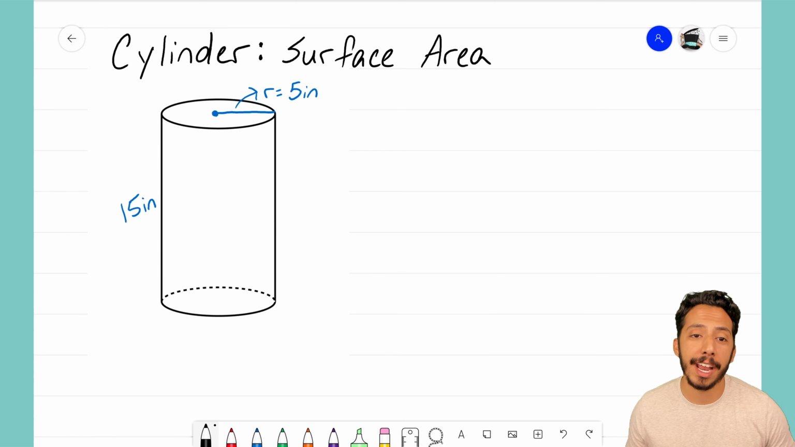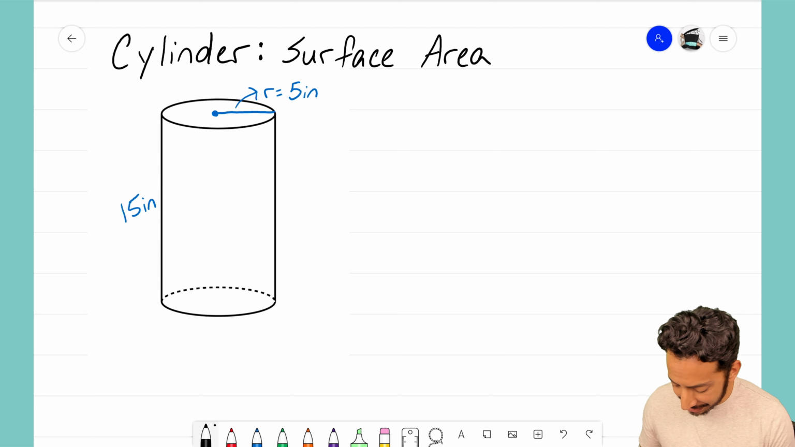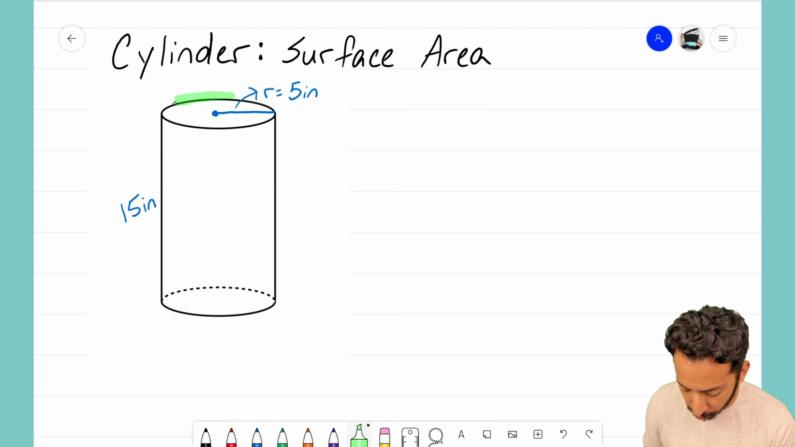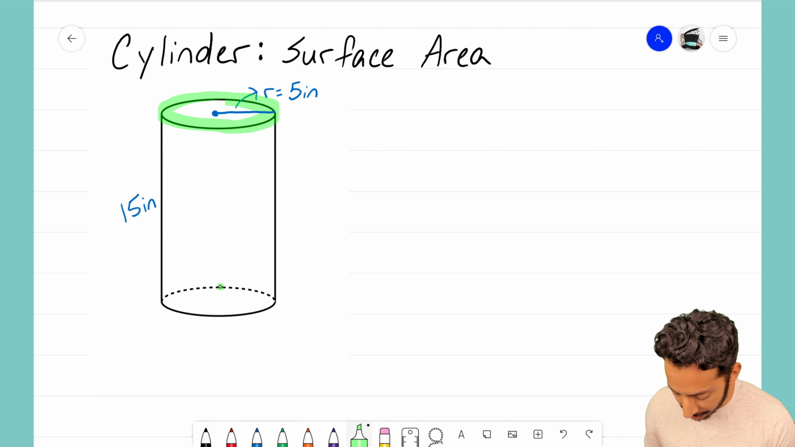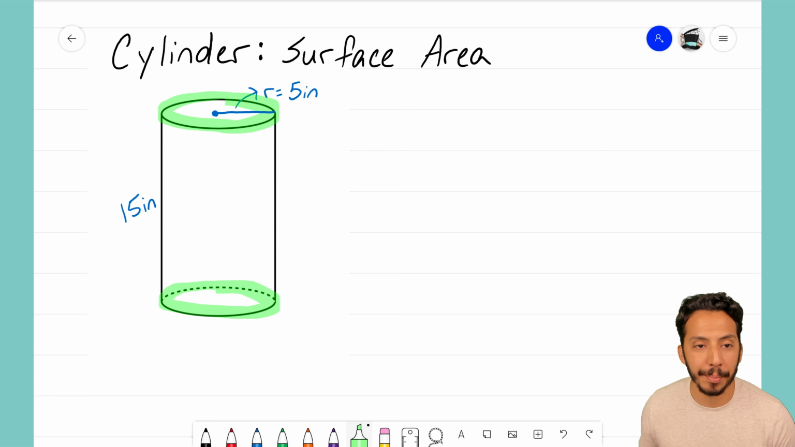find its surface area. Now, what does it mean to find surface area? What that means is that we really just want to find the area for all of the sides of our prism. In this case, we have our circular prism or our cylinder. Remember that a cylinder has a base shape of a circle. Notice that you see that base shape at the top and you also see it at the bottom.